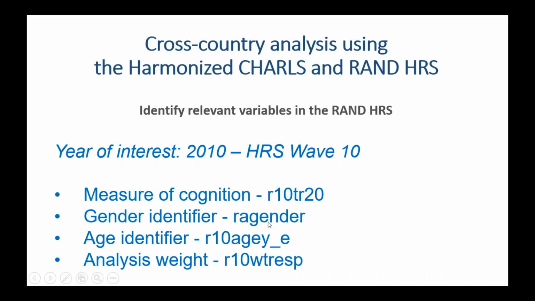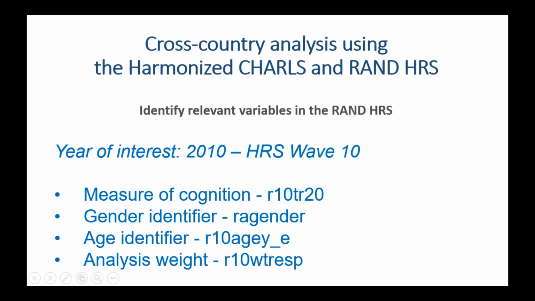We've got our gender variable, RAGENDER, which is not wave-specific, so that looks the same. We've got an age identifier, R10AGEY_E. You'll notice it has an underscore E on it, which is different, and that's because the HRS actually identifies a beginning age and an end age, in case someone aged over the course of the interview. We're going to use end age as probably the most comparable to the age that we have in Charles. And then our analysis weight, which is R10WTRESP. So those are our variables.